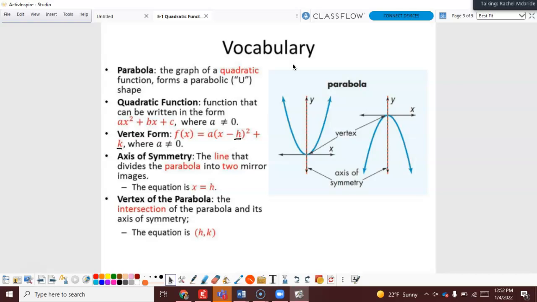Vertex form is much like the vertex form of an absolute value. In this form, you see the vertex of the graph. So in vertex form, you can see the vertex of the parabola. We have our line of symmetry that divides the parabola into two mirror images.